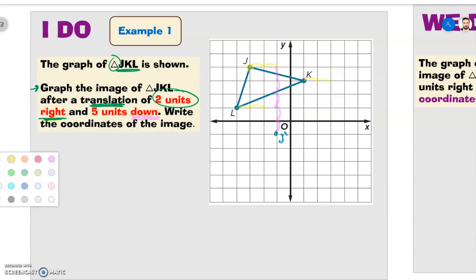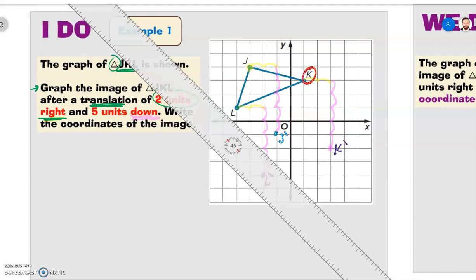Let's see how I can translate it 5 units down. 1, 2, 3, 4, 5. 5 units down. So my new point of K will be K dash here. The new point of L will be L dash here.